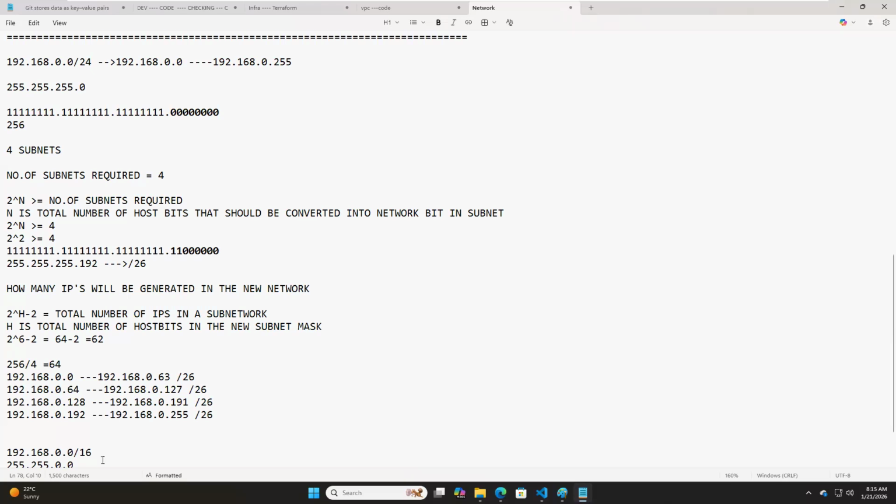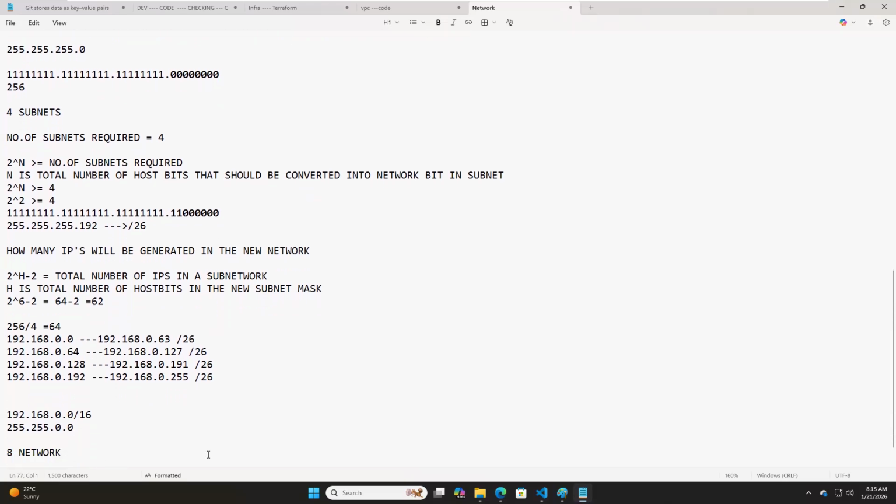Can you divide this network into 8 networks? I know the answer. You tell me the answer.